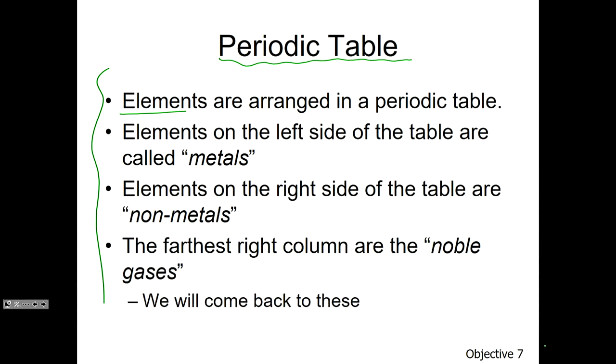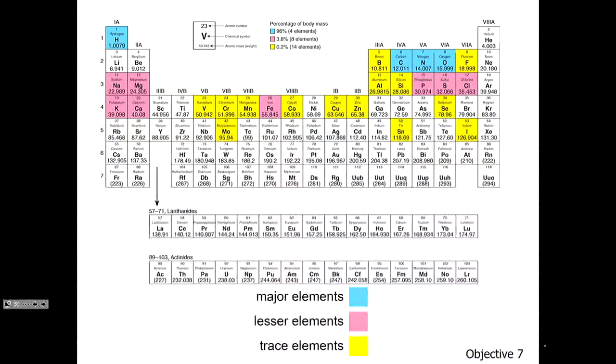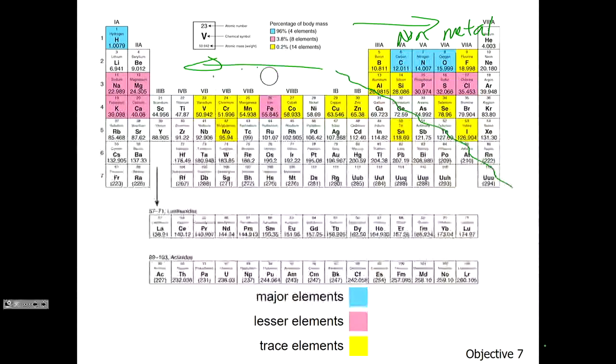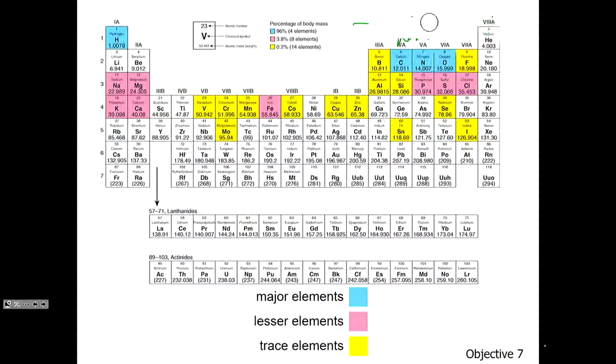Okay, so the organization of the periodic table is really pretty cool. The main thing that we see on it is we can draw a line here, and we say everything over here is a metal, and everything over here is a non-metal. Elements on the left side of the table are metals, elements on the right side are non-metals. That's one big separation that we have here: metals and non-metals.